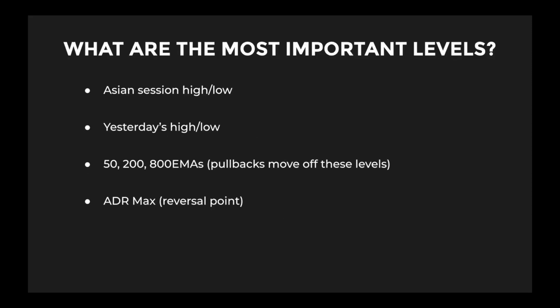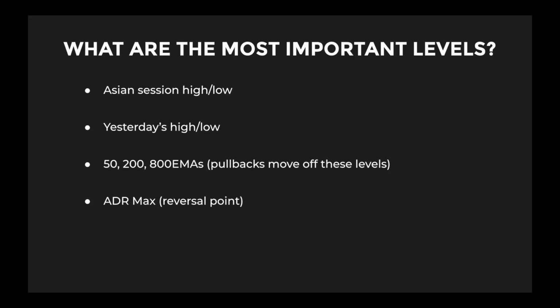The most important levels that you have to pay attention for are right in front of your face here. The Asian session high or low, yesterday's high or low, the 50, 200, and 800 EMAs, because we're going to find pullbacks off these levels. And the other important level to keep in mind is ADR max. This is a point a lot of people get confused. ADR max means average daily range is maxed out. What that means is if Euro USD's ADR, its average daily range, is 65 pips, today it's already moved 65 pips.